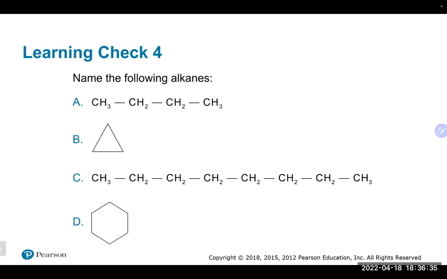So give these guys a go. All right. So again, longest continuous carbon chain, always where you want to start. So this is pretty straightforward. It just goes right across. So 1, 2, 3, and 4. This is obviously a condensed formula here. Nothing else there but hydrogens and the carbons. And 4 would be butane.